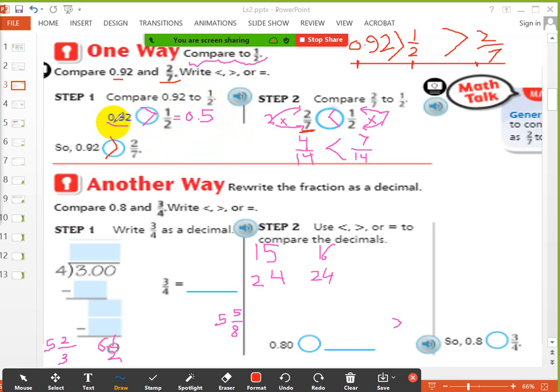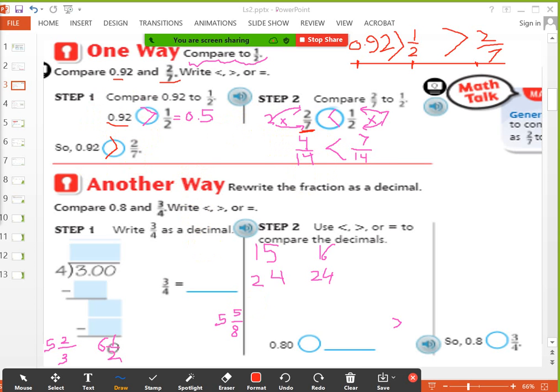So, if you compare between 0.92 and 0.5, I have to start my comparison from the left to the right. So, this is 0 and 0. So, the same. After that, I have 9 and 5. So, 9 is greater than 5, that means this symbol goes to 0.92, and this is the greater number. Okay, let's move to step 2.